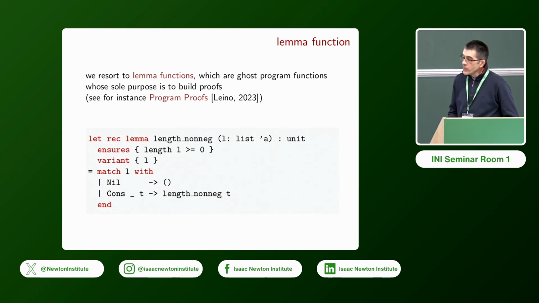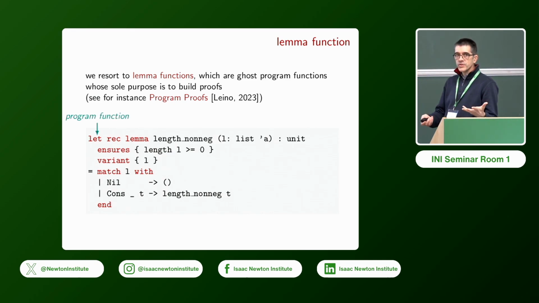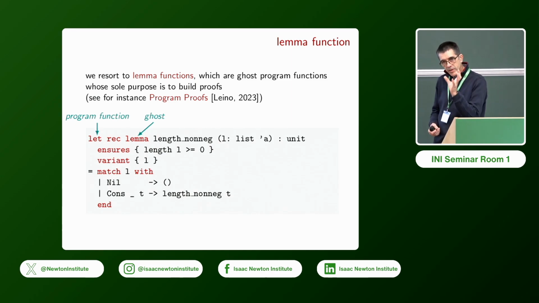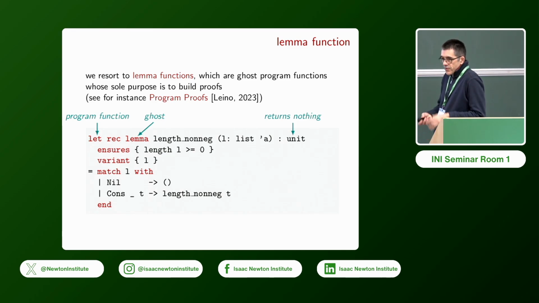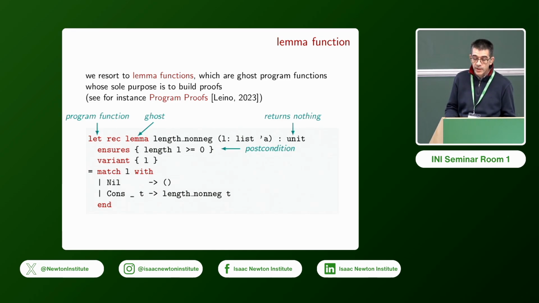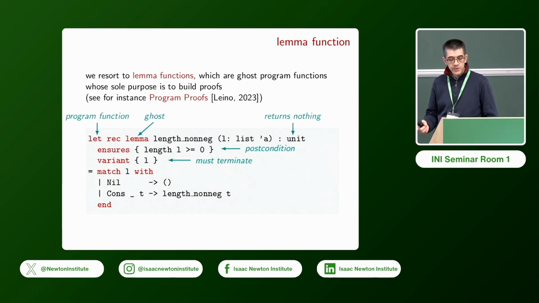So it looks like this. It's a program function. Here, this let keyword introduces a program function in the ML part of Why3, in the programming language of Why3. But this lemma keyword is also saying that this is a ghost function, and more precisely, a ghost function whose purpose is to build a lemma, the proof of a lemma. This function returns nothing. The purpose of this function is to build a proof. What we are proving here is a postcondition, but we could also have a precondition as well. And it must terminate because this is ghost code, and ghost code must be terminating.